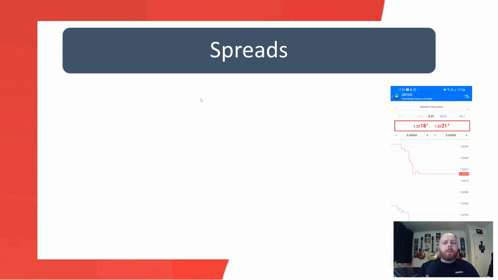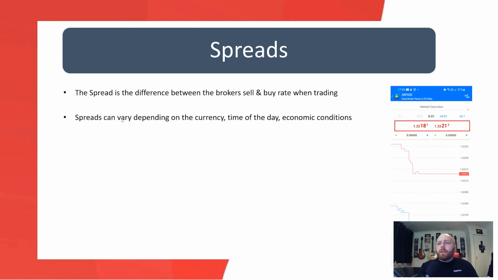Spreads. So I told you we'd talk about spreads. If you've done other types of trading, you may already know what these are. But the spread is basically just the difference between the broker's sell and buy rate when trading. And you can see I've put another example here on the right. Spreads can vary depending on the currency, time of day, economic conditions. What's good to understand is brokers can widen the bid-ask spread, meaning you could be paying more per trade.